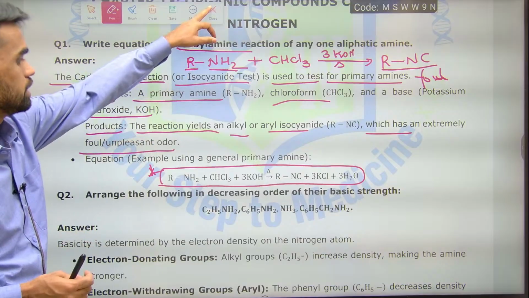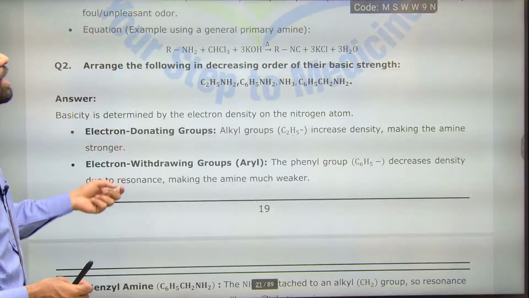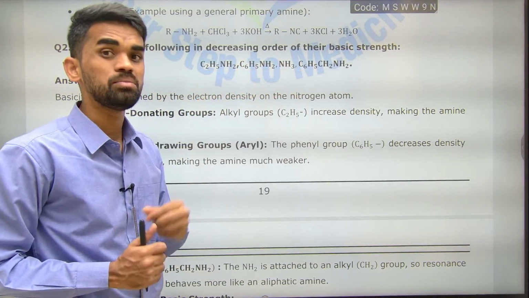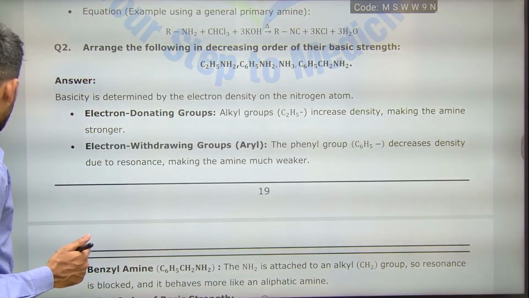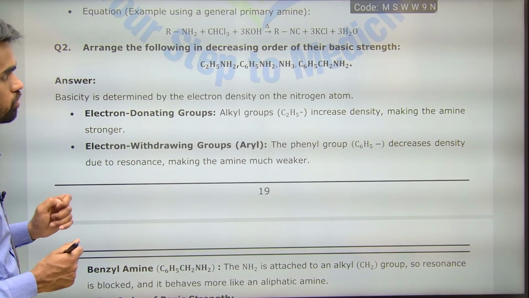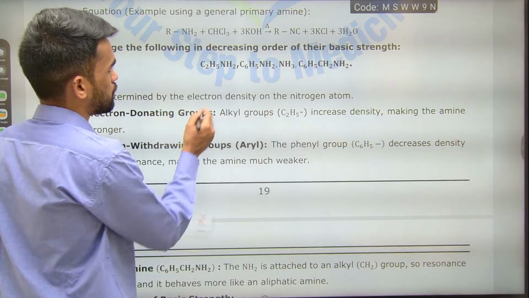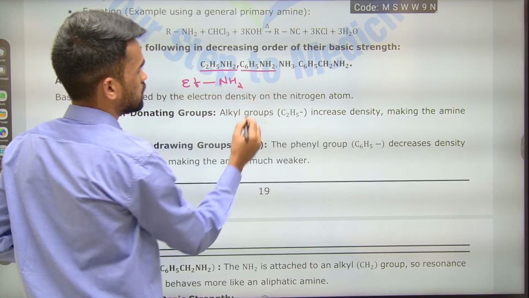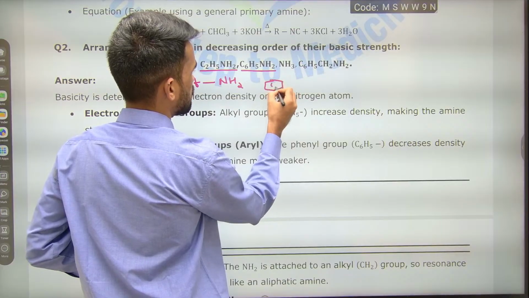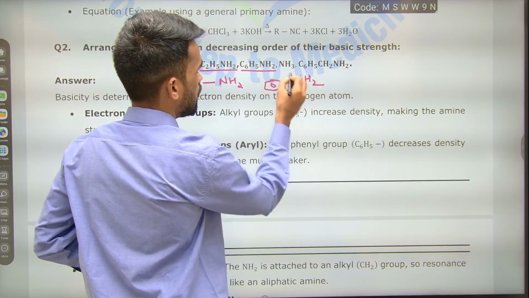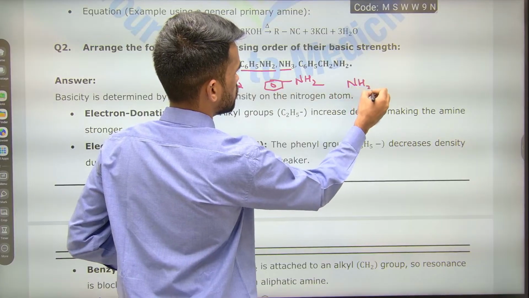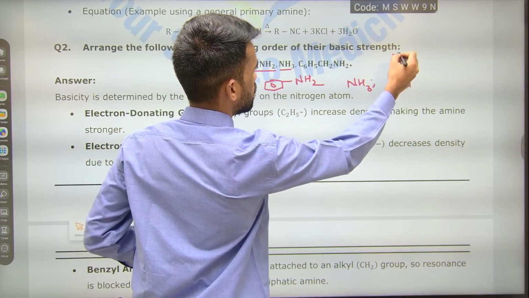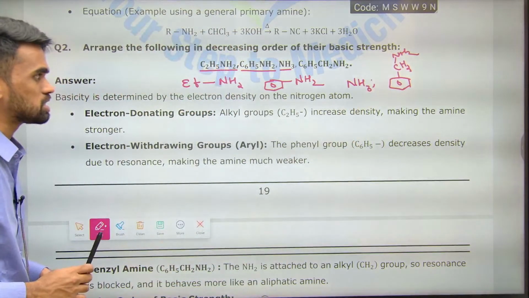The next question: arrange the following in the decreasing order of basic strength. They have given amines and are asking us to arrange them in basic strength order. It is also important and easy. Write their structures first. The first one is ethylamine. The second one is phenylamine, that is aniline. The next one is ammonia, and the last one is benzylamine, C6H5CH2NH2, like this. Write their structures, it is easy.